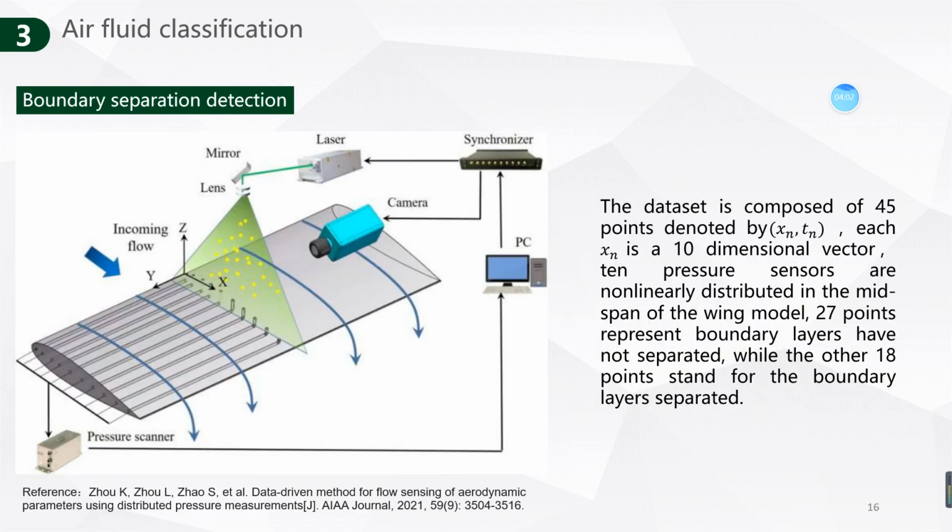And for the first task of the paper, the boundary separation detection, the data set is composed of 45 points that are acquired by the pressure sensors attached on the surface of the airfoil, and 27 points of the data represent boundary layers that have not separated, while the other 18 points stand for the boundary layer separated.